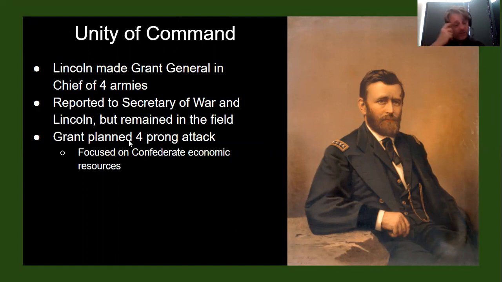However, he stayed in the field. He was a battlefield commander. He made all his plans and preparations while in the field. He didn't just sit back in Washington and try to plan attacks from there. He was in there with the troops, fighting from the front, as they say.